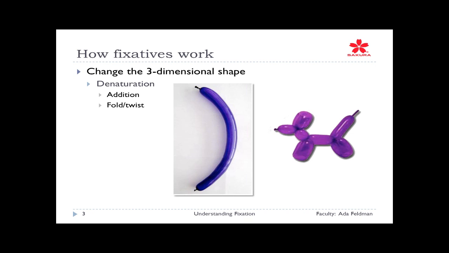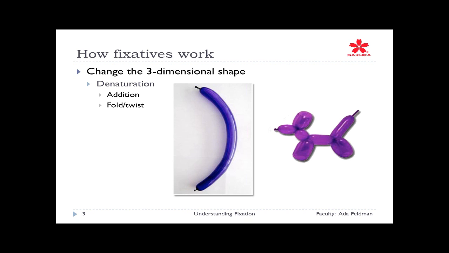The balloon on the left is how it's blown up. So think of the balloon on the left as the natural shape of a molecule, a protein, a carbohydrate. After a fixative molecule has attached to it and caused it to fold and twist on itself, that balloon has totally changed its three-dimensional shape, and now it looks like the balloon on the right, the dog balloon. So that is what fixative does. It totally changes the three-dimensional shape of the molecule.